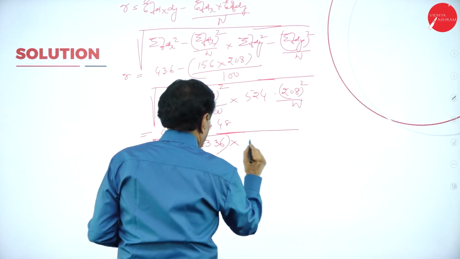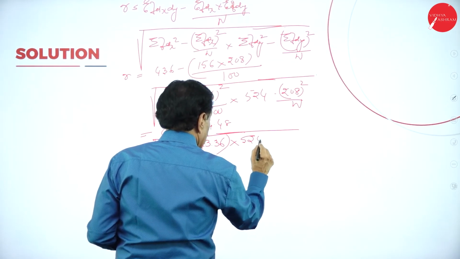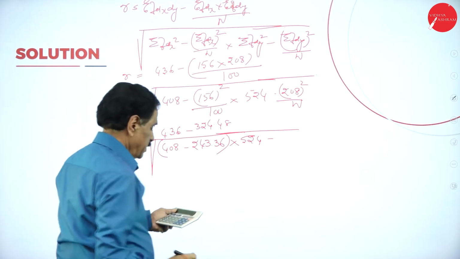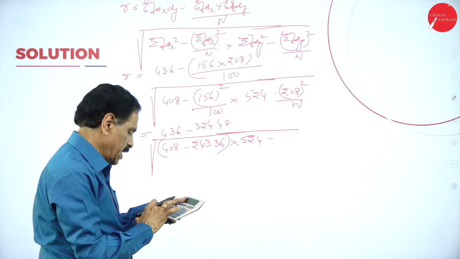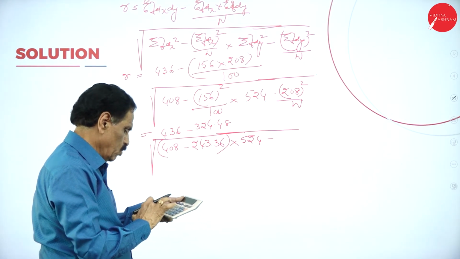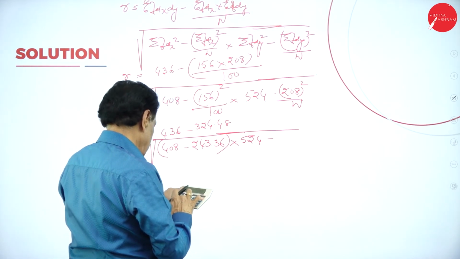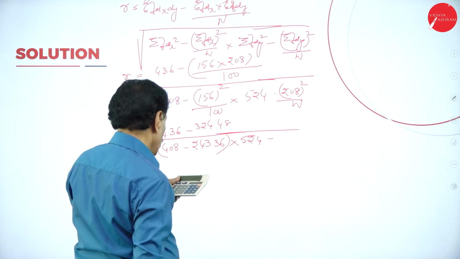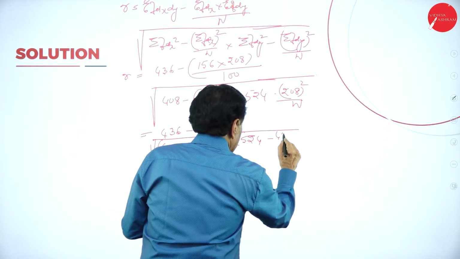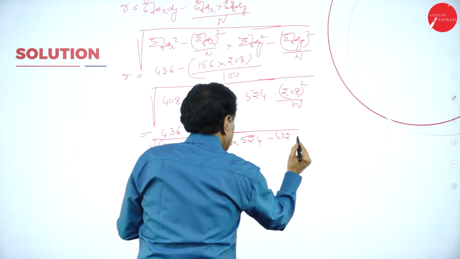524 minus 208 into 208 divided by 100, 432.64.